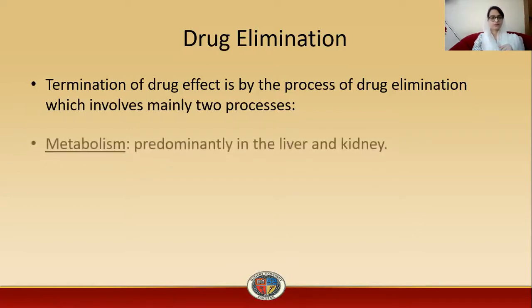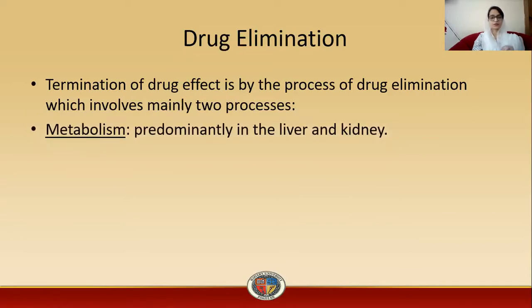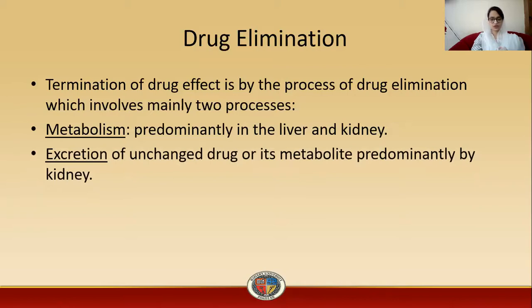We will look ahead. It is first of all metabolism, that is predominantly performed in the liver or in the kidney, but very minutely. You can say the major metabolism process takes place in the liver, as the major metabolizing enzymes, that is the cytochrome P450 system, are mainly located in the liver. So the liver is the main metabolizing organ. The next process is excretion. Excretion of unchanged drug or its metabolite is predominantly by the kidney. So the unchanged drug or its metabolites are predominantly excreted by the kidney.